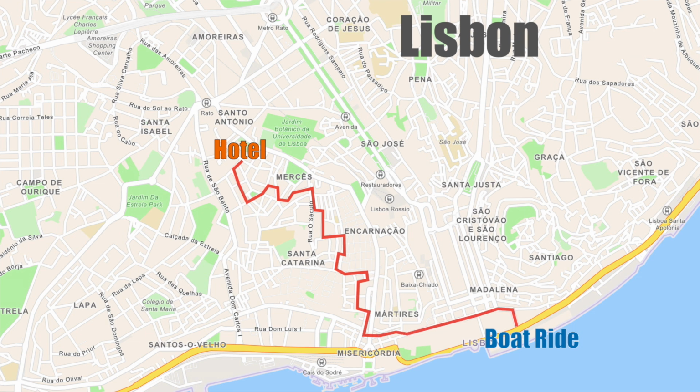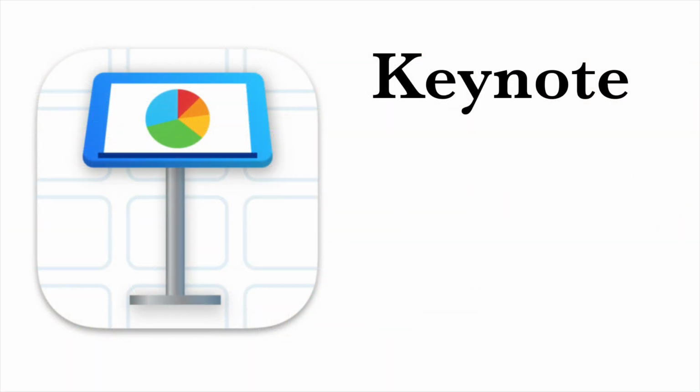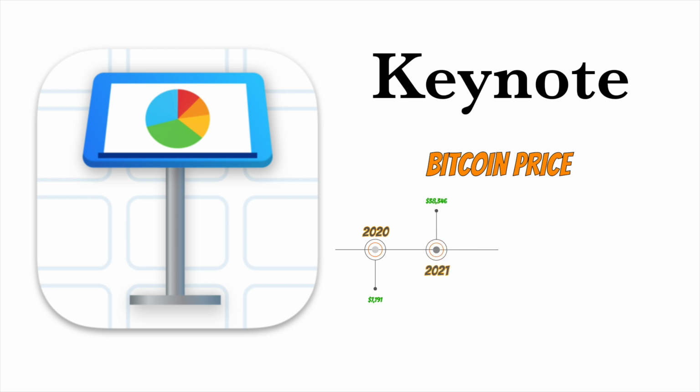These were all very easy to create with the free software included with every Mac, called Keynote. Keynote was designed to be Apple's answer to Microsoft's PowerPoint, but it turns out that Keynote is great at creating simple motion graphics for videos as well. So I'll use the Lisbon neighborhood example to demonstrate just how easy this is to do.